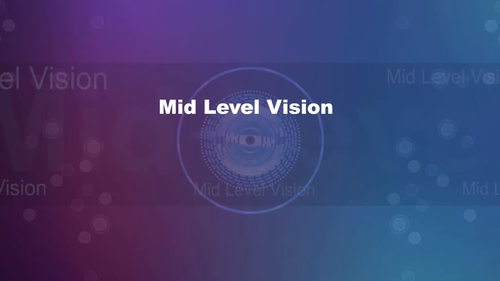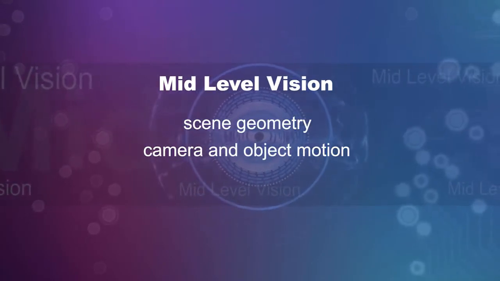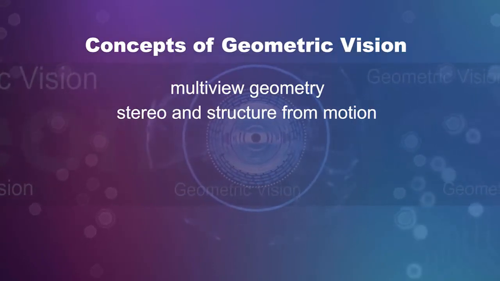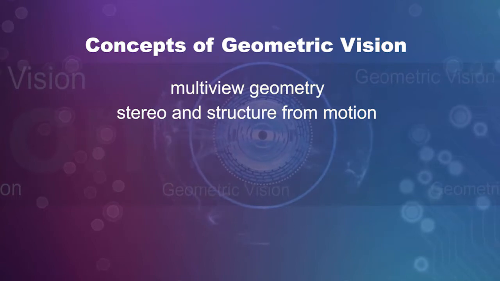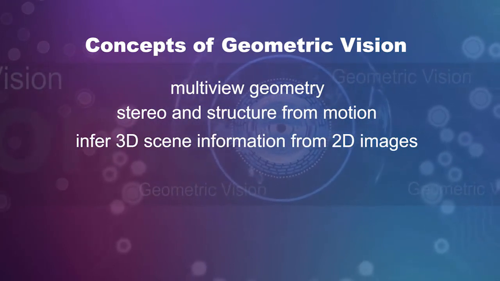The two major aspects in mid-level vision are inferring the scene geometry and inferring the camera and object motion. These two aspects are highly related to each other. Some fundamental concepts of geometric vision include multi-view geometry, stereo, and structure from motion, all of which infer 3D scene information from 2D images.